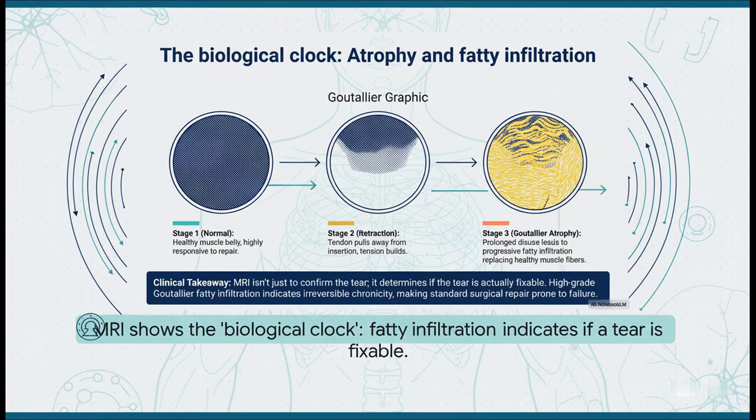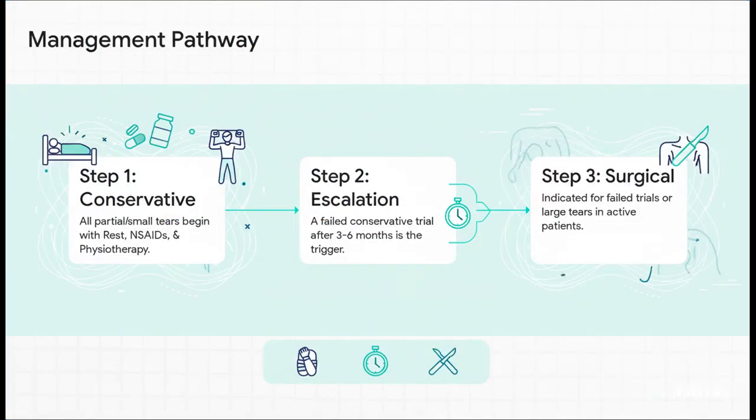our surgical decisions. Our management follows a very clear, stepwise pathway. And the guiding principle is this: we almost always start conservatively, especially for smaller, degenerative tears. This means rest, anti-inflammatories, and a structured physiotherapy program. We only escalate to considering surgery if a good trial of conservative management fails after 3 to 6 months, or of course in cases of a large acute tear in a young, active patient.